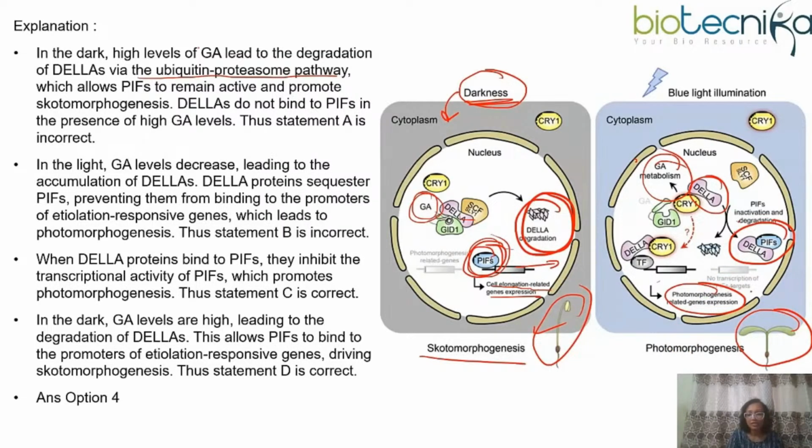Now etiolation is not there. You don't see etiolation morphology. Now you see photomorphology. That means the changes that happen in presence of light. So PIFs and DELAs go together. DELA binds to the PIF.